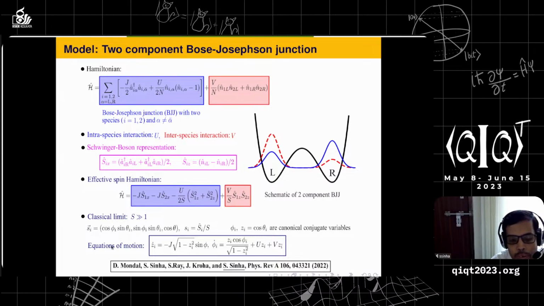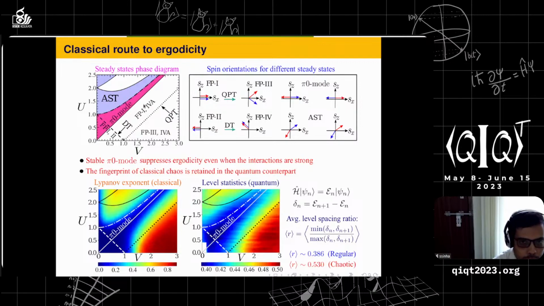And this work was actually done with my student Devabrata Mondal, Sudip Sinha, and Shayok Ray, who is a postdoc with Hans Pu. So anyway, these are the classical equations, and we analyze the different types of underlying steady state structure. By the way, the system is very interesting. I'm also skipping certain phenomena like the quantum phase transition, the dynamical phase transition, and different types of Josephson oscillation or steady states in this model. So just like the previous model, there is also a quantum phase transition, and at the band center there appears a pi zero mode. So here the pi zero mode is something like this.